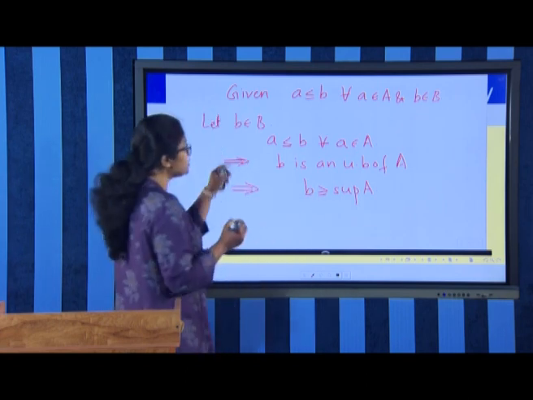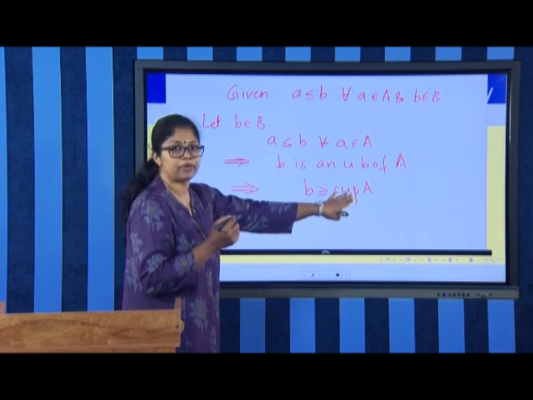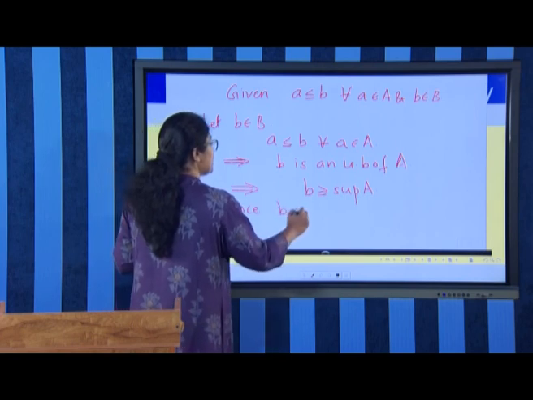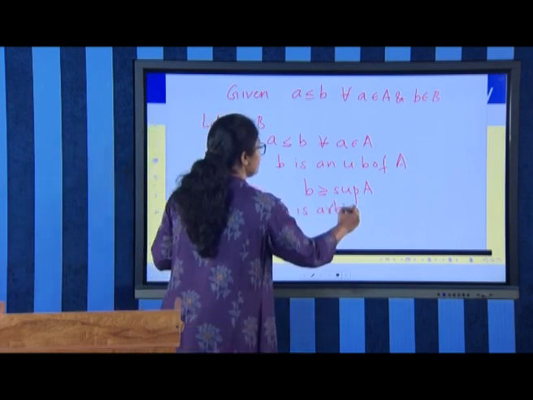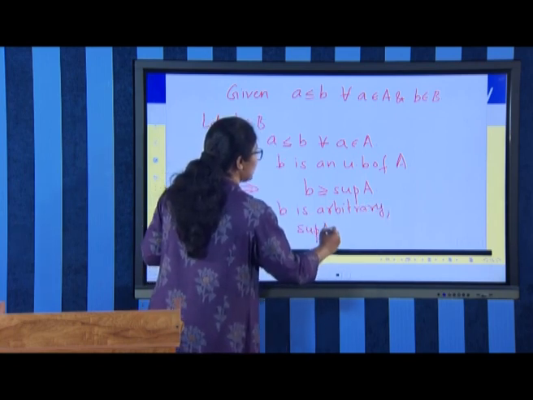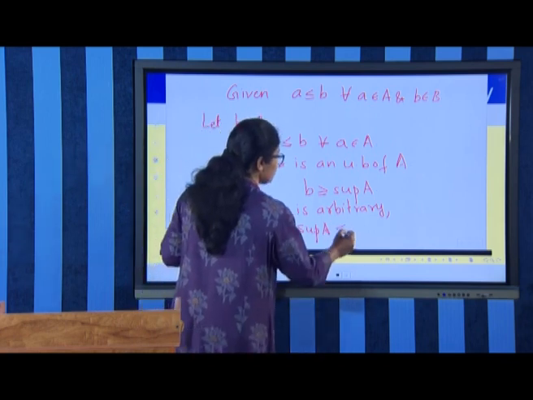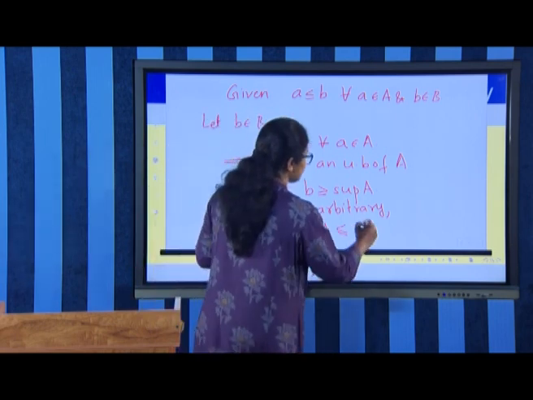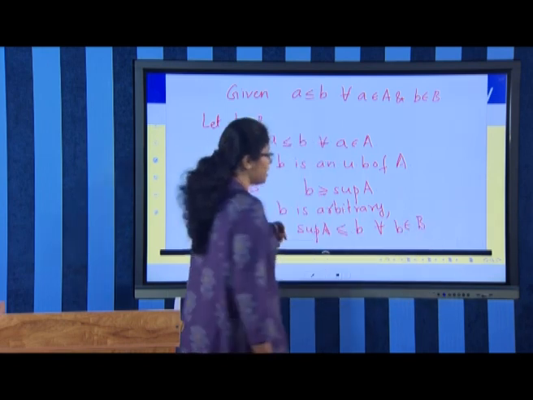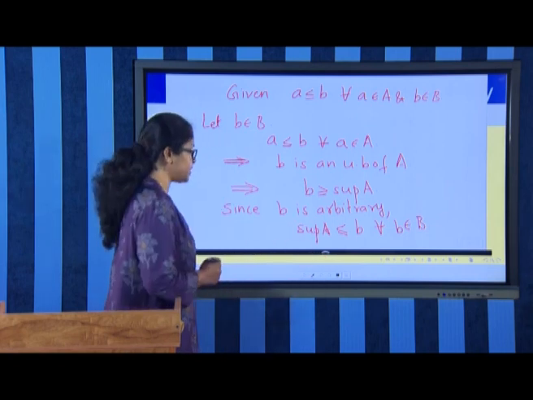Now we have fixed one element b of B and we got b is greater than or equal to supremum of A. So since our choice of b is arbitrary, what do we have now? Supremum of A is less than or equal to b for every b belonging to capital B. Now what happens? Supremum of A becomes a lower bound of the set B.